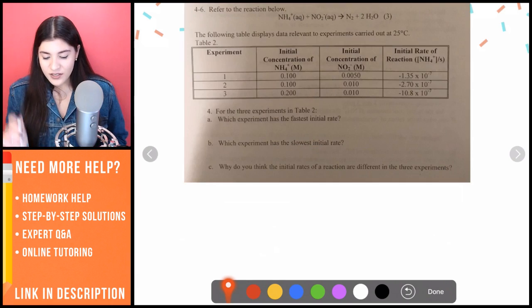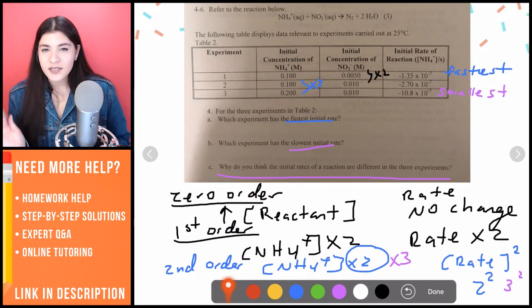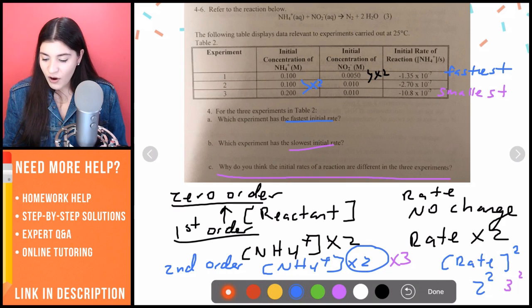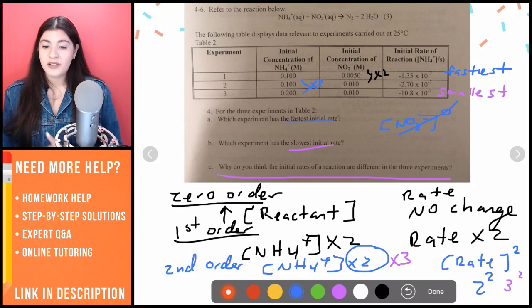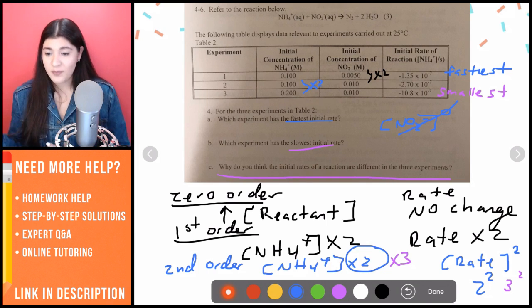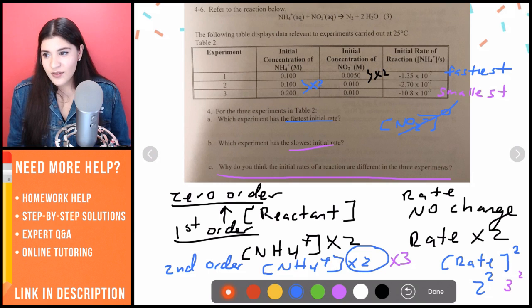And what this also means, by the way, is that zero order doesn't depend on it. Let's pretend our reactant, which in this case it isn't, but let's say NO2 were zero order. Anything to the 0 power is 1, meaning it's gone essentially, right? 1 times something is just the other thing that we're multiplying by. So if it's at 0 order, it's not going to be dependent on it. So that's something that I want you to understand.